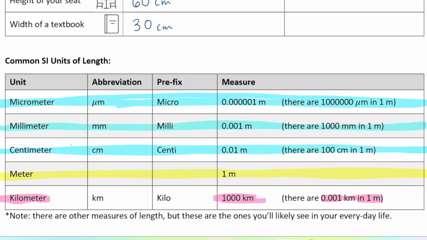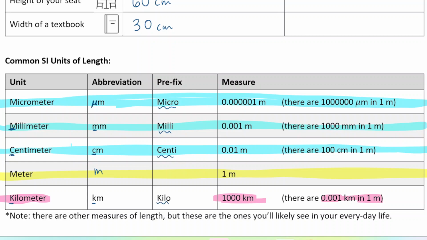And the symbols that we use kind of match the name. With micro, we use the symbol mu. It's a Greek letter, so that might be new to you. For millimeter, since it starts with M, we use mm. For centimeter, since it starts with C, we use cm. And for kilometer, since it starts with K, we use km. And then meter is just m. Okay.